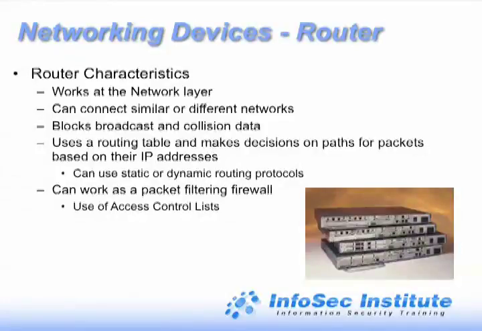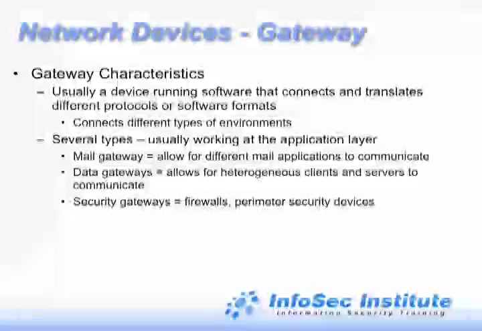Okay, router characteristics. This works at the network layer. It can connect similar or different networks, blocks broadcast and collision data. It uses a routing table to make decisions on the path of packets based on their IP address, not their MAC address, like a switch. This can also work as a packet filtering firewall. Again, use of access control lists. And if they do mention the term firewall, like I mentioned before, it's probably going to be at the lowest level layer, which is probably going to be a stateless one, which when it comes down to it, is the same type of scenario as a router with an ACL.